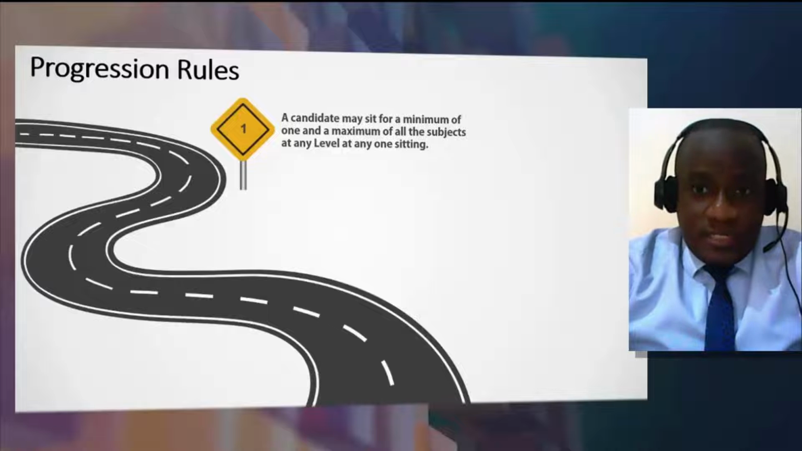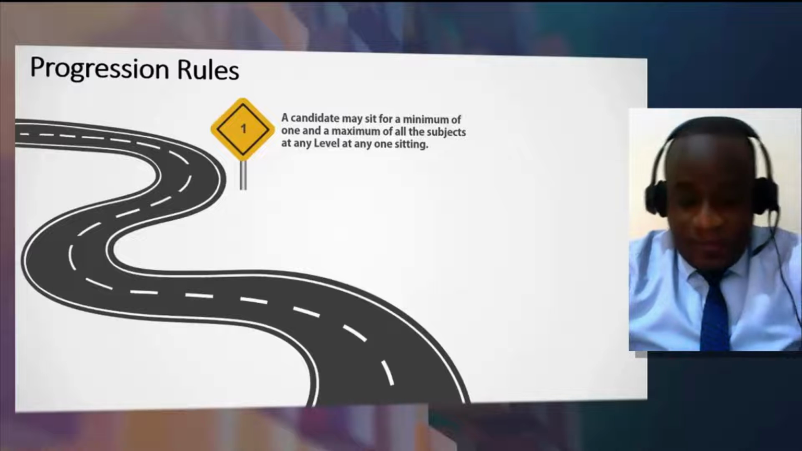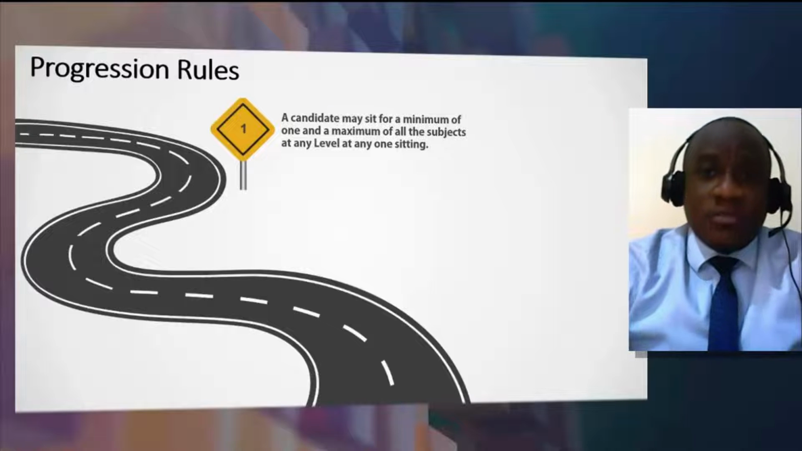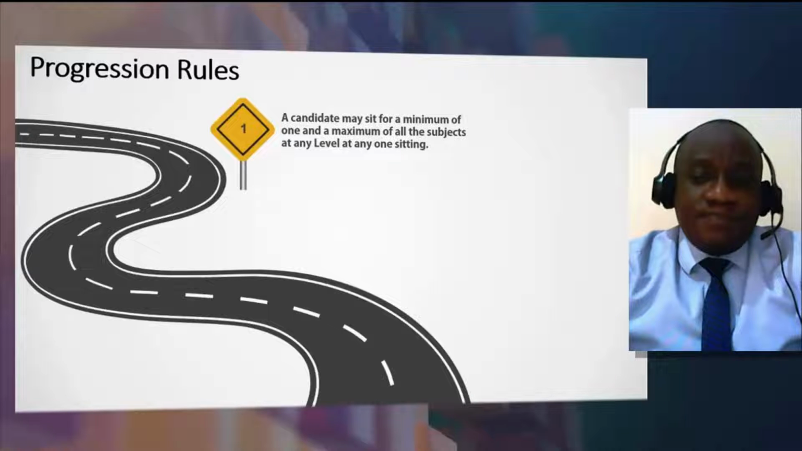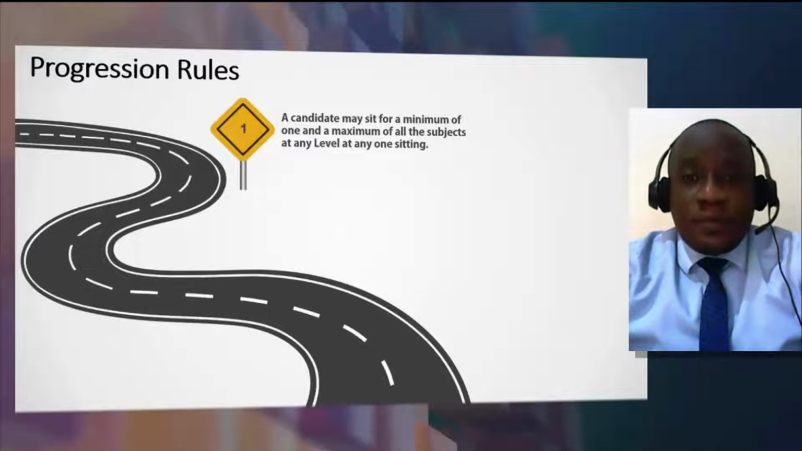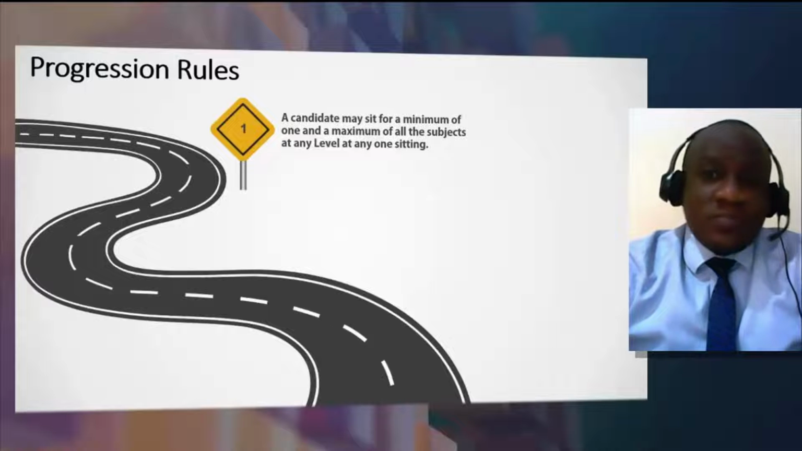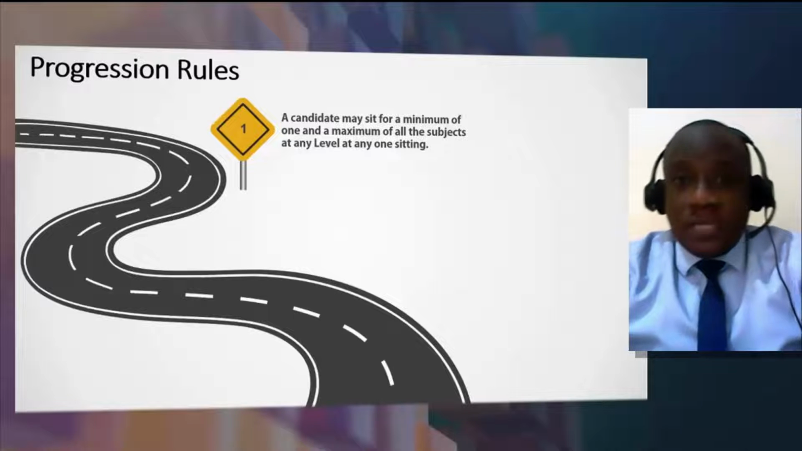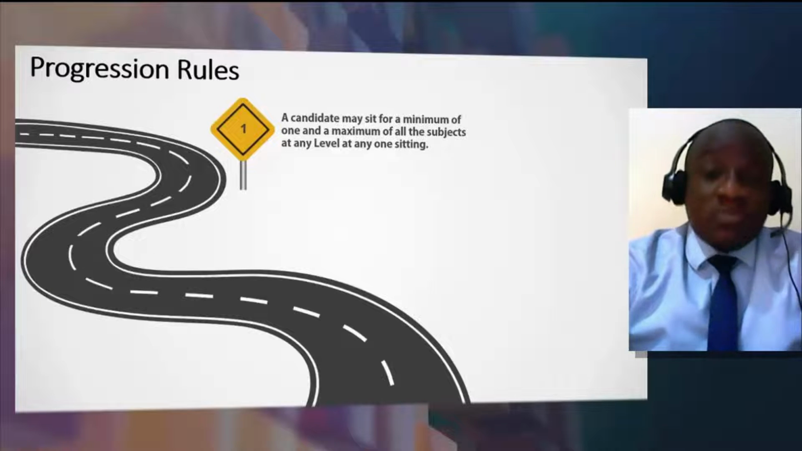So you can sit for a minimum of one paper and a maximum of all the papers at all the levels. And of course, the other question has been to advise how many papers one can do. I think three papers would be good. Three papers are good if you are working, if you have other responsibility, you have a family and so on.